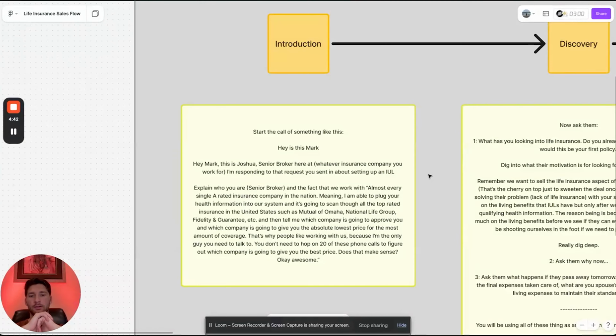You don't need to hop on 20 of these different phone calls to figure out which company is going to give you the best price. Does that make sense? Okay, awesome.